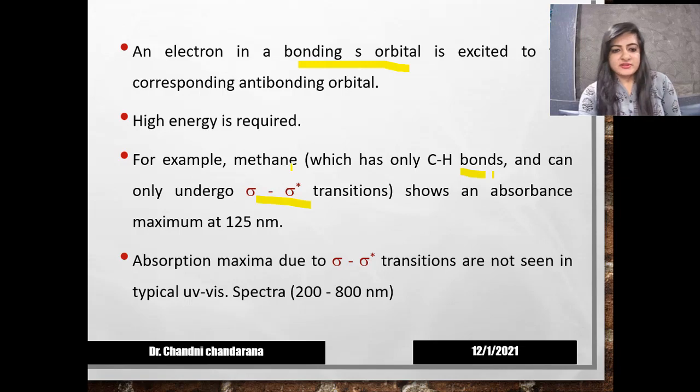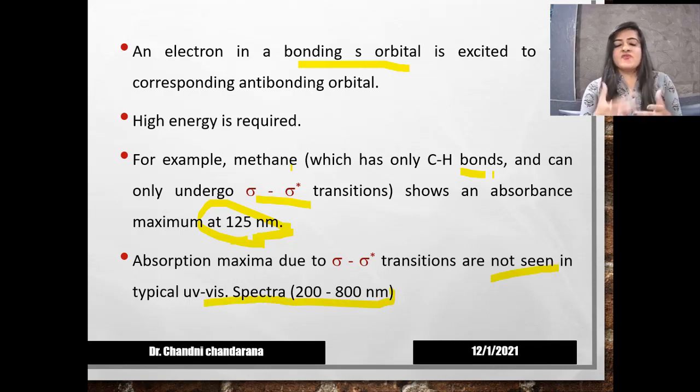So here this is the wavelength. As energy is high, our wavelength is very low, 125 nanometer. So generally we cannot get this kind of transition in UV, below 200 nanometer. So absorption maxima due to this transition are not seen in a typical UV-visible spectra. We cannot find the UV spectra of a molecule in which there is a sigma to sigma star transition. Now we will see what is n to sigma star transition.